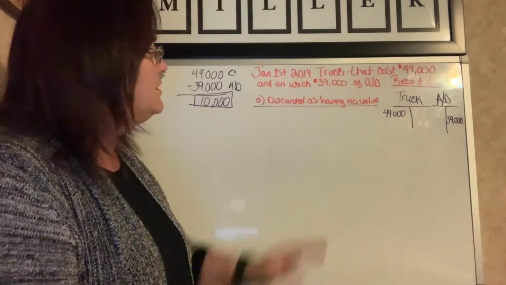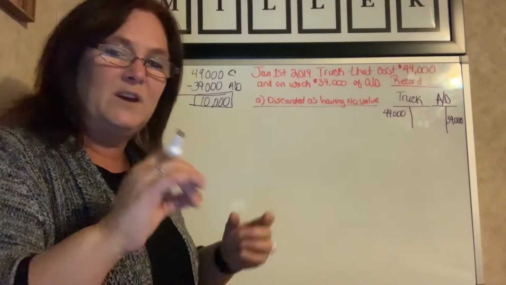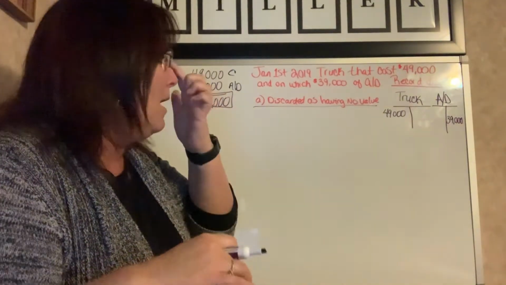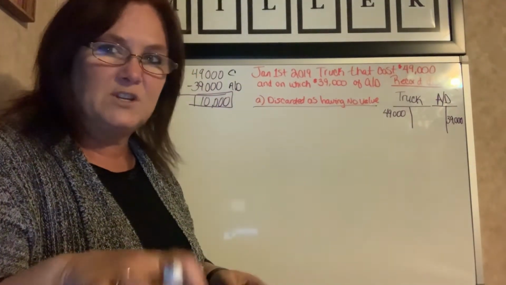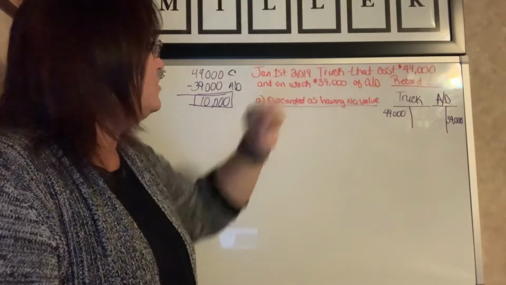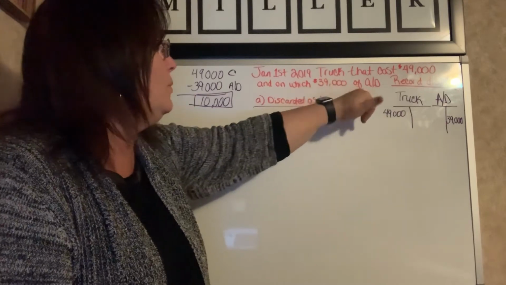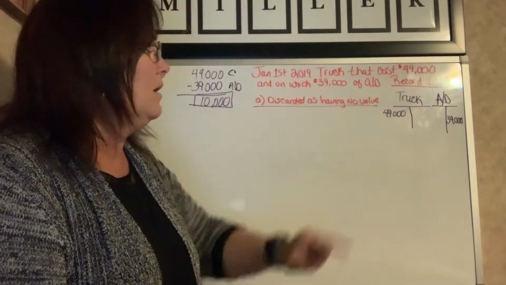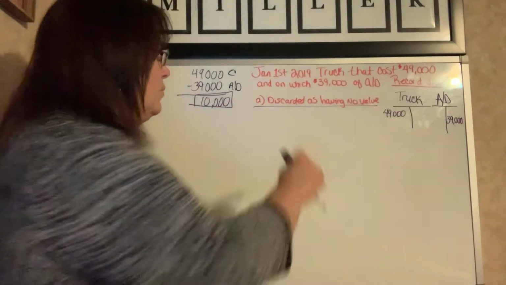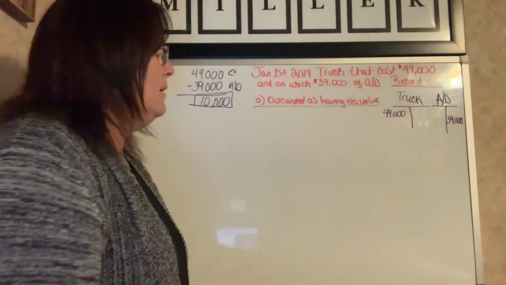So first, we have to look at the problem, and I have given you all the details because my board's kind of small. I've given you all the details in Canvas to the problem itself. It says we have a truck, it cost us $49,000, and we have $39,000 of accumulated depreciation on that truck. So we're recording discarding of it. We're getting rid of it as having no value.